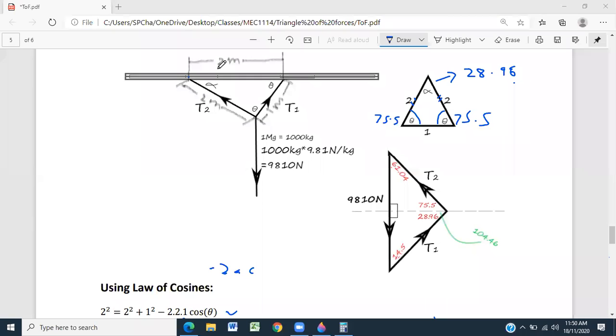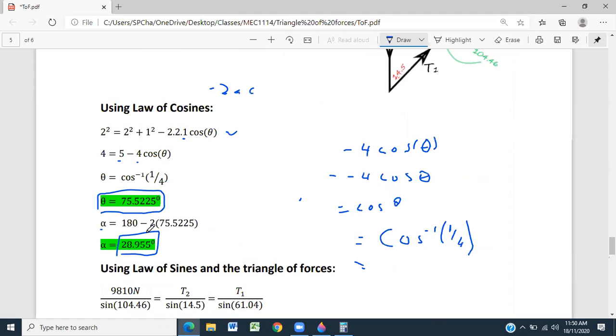So again, remember this triangle: 2 meters, 2 meters, 1 meter. We found this angle using the cosine rule. We know equal sides, equal angles, 75.5, the same as this one. Then you subtract that from 180, right? 180 minus 2 times 75.5. Good. 28.96. Shouldn't be hard. Good. Now we're moving on. So we've got some angles. Maybe now we can solve some stuff.